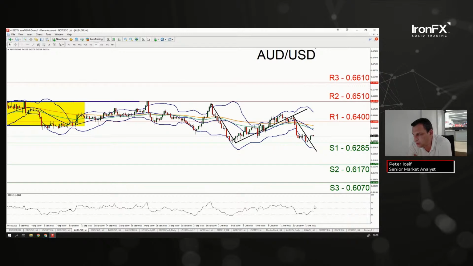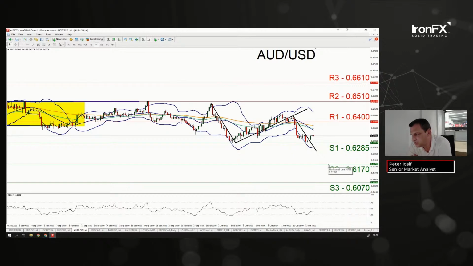And for a bearish outlook, I would require the pair to drop, break the S1 0.6285 clearly. I would require a lower draw than this one, and the pair to start aiming for 0.6170.